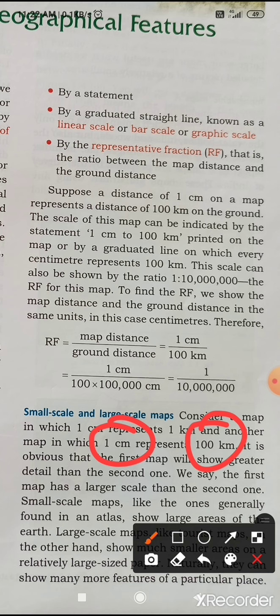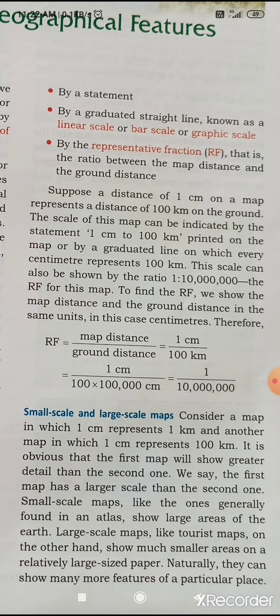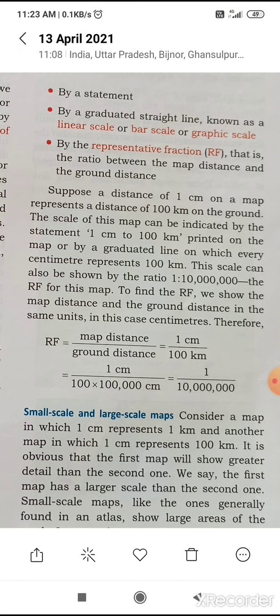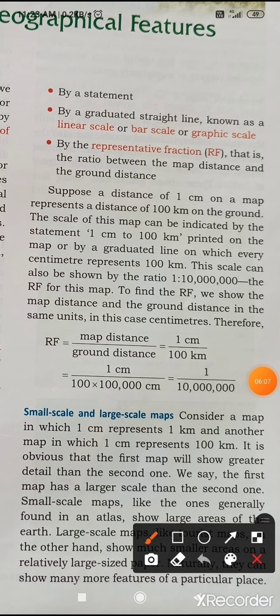The second difference is that small scale maps are found in atlas books and they show larger areas of the earth. Large scale maps are found in tourist maps or in topo sheets. They show a much smaller area over a large size of paper, and they show more features of a particular place. So you may have understood that they show more features.